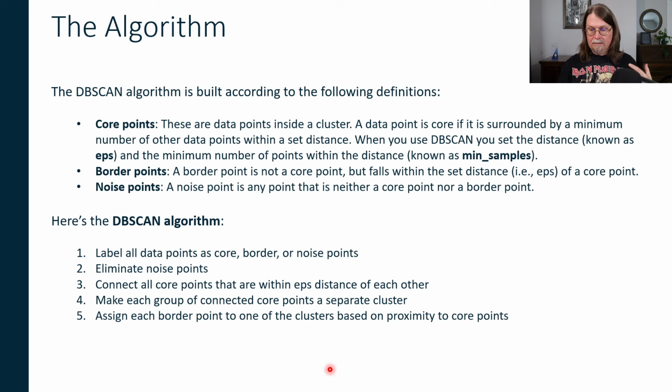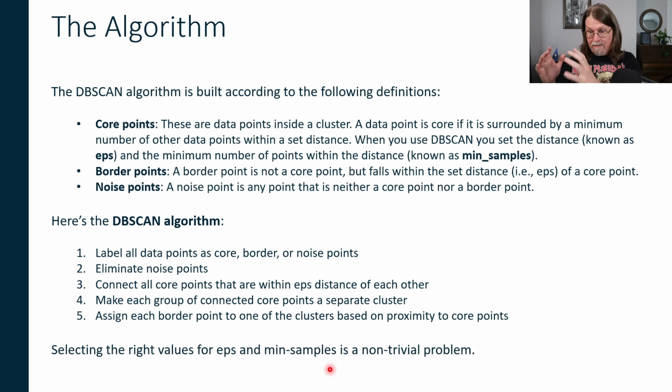As it turns out, selecting the right values, or more correctly put, the optimal values for EPS and min samples is a non-trivial problem. So I'm going to give you a resource, a textbook. It's one of my favorite machine learning resources of all time. At the end of this crash course, that textbook will teach you the techniques you can use to find optimal values for EPS and min samples.